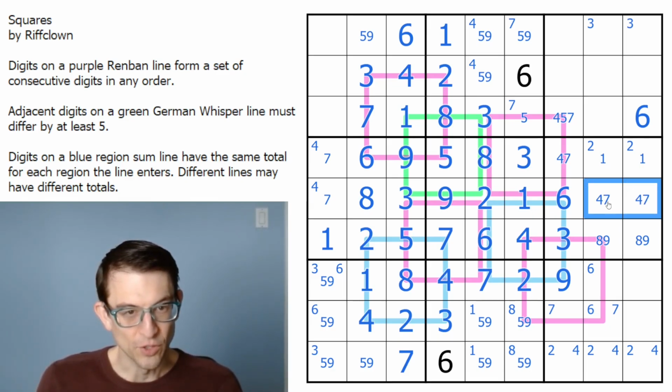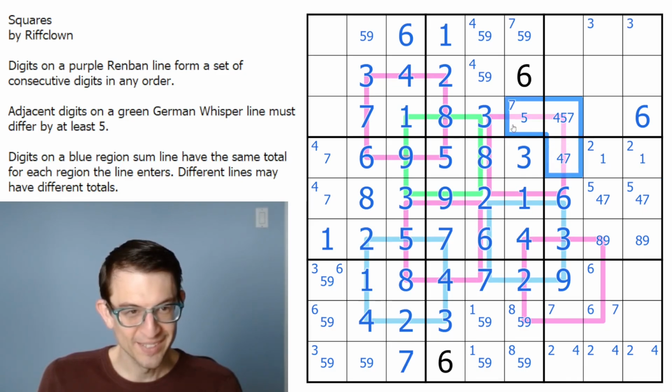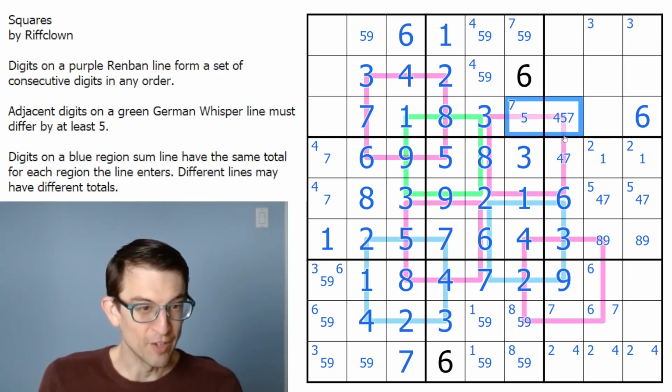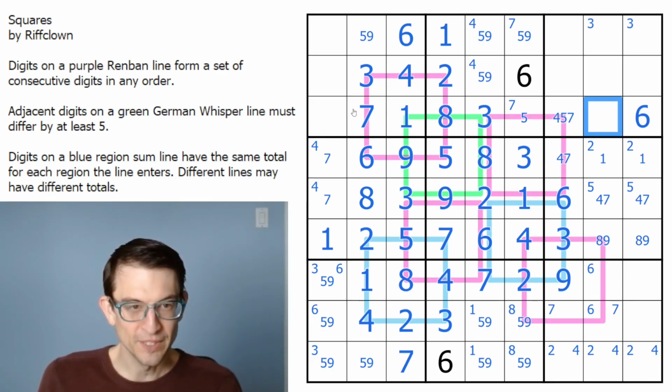And I'm missing, no, not 3. What am I missing here? 1, 2, 3, 4, 5. I'm missing the 5. Can I do this Renban yet? No. Right, this 4, 7. So one of these is 5, but I don't know which. So, but these aren't 5. Does that help me? I have a 2 in one of these.